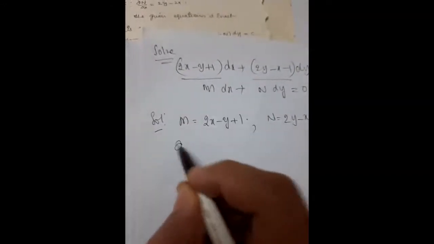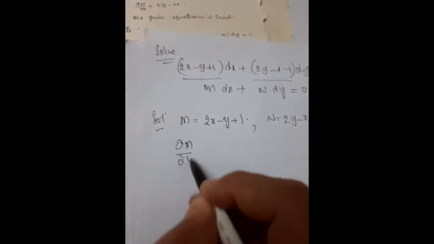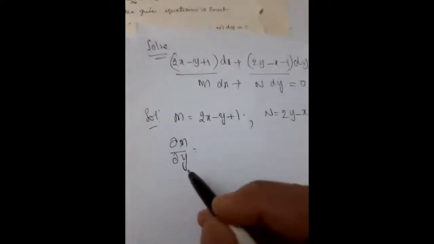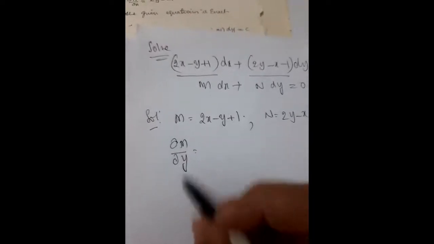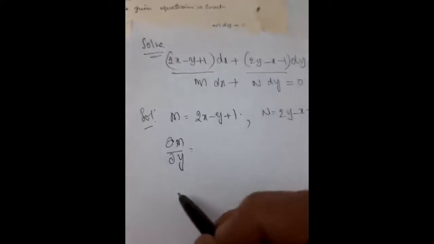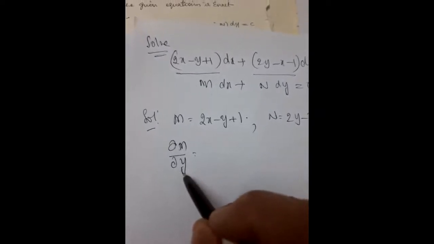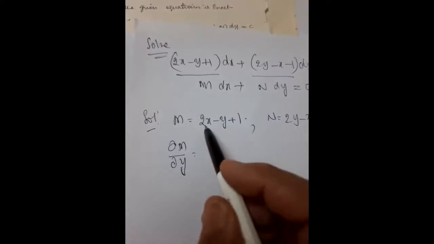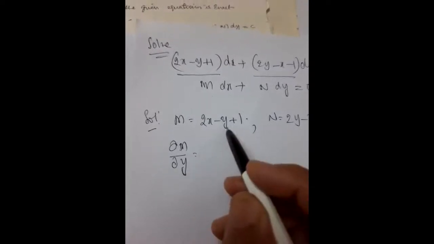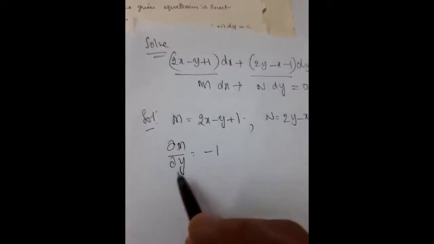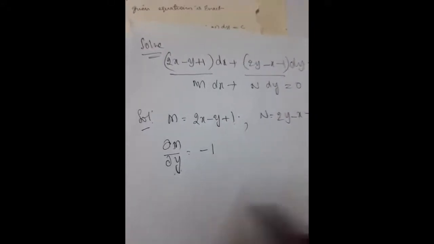Now first, the partial derivative of M with respect to y, not with respect to x. Many students will get confused. So ∂M/∂y. Here y is there and here x is there, so 0. Then there is minus y, so what will we get as the answer? Minus 1. And the partial derivative of the constant with respect to y is 0.